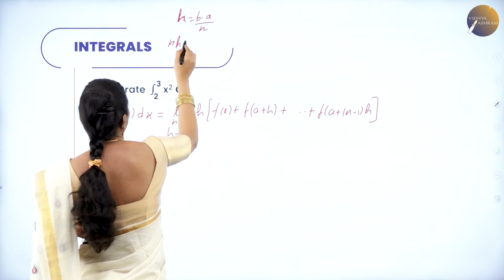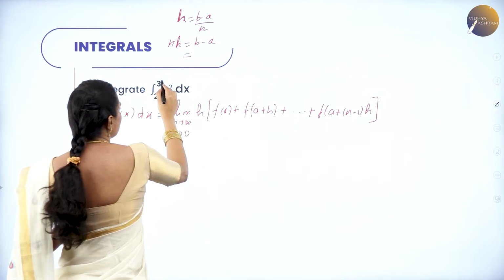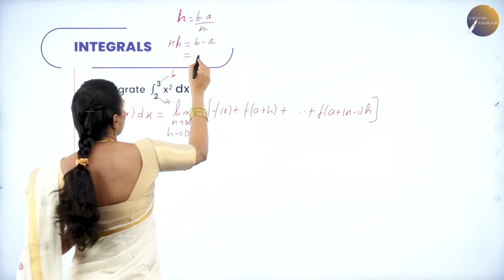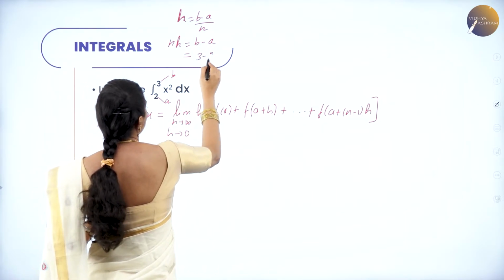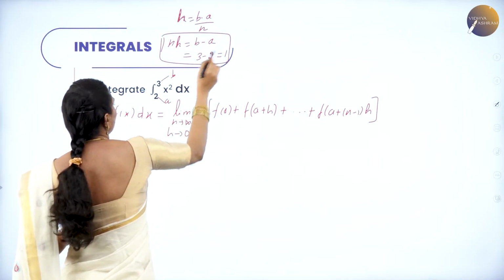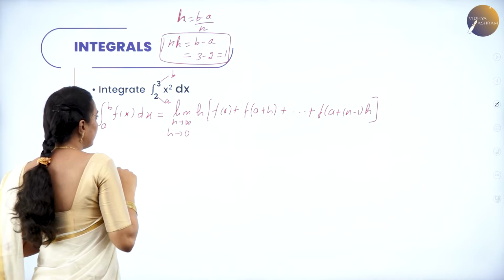Cross multiplying, nh is equal to b minus a. So b minus a, b is nothing but 3 and a is nothing but 2, so 3 minus 2 which is equal to 1. So nh I can substitute directly, it is equal to 1. Are you getting? Now here let me take that one first.